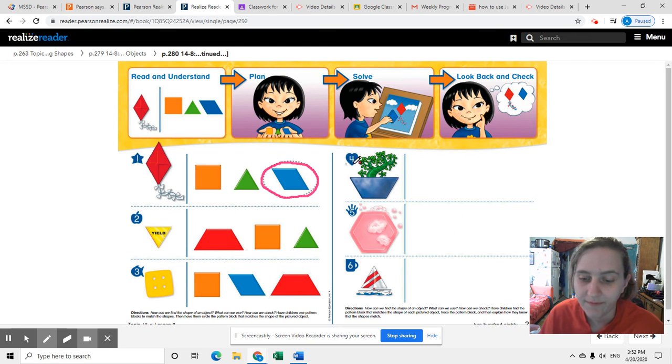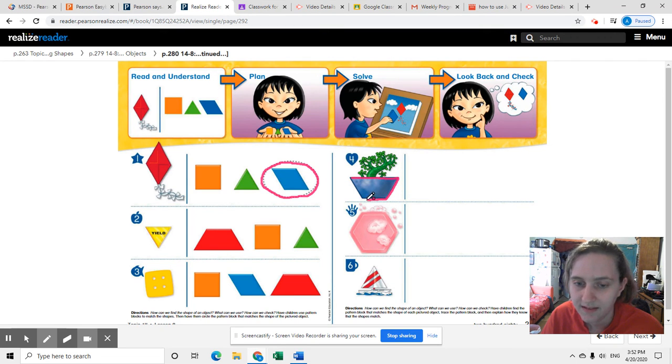Okay, for this, how can you find the shape of the object? What can we use? How can we check? Unfortunately, you don't have the pattern blocks that you would usually use with this, okay? So what I want you to do is just look at this and try your best to draw the shape over here. So this shape, it's actually not the plant, it's the pot that you're looking at. So focus on this shape.